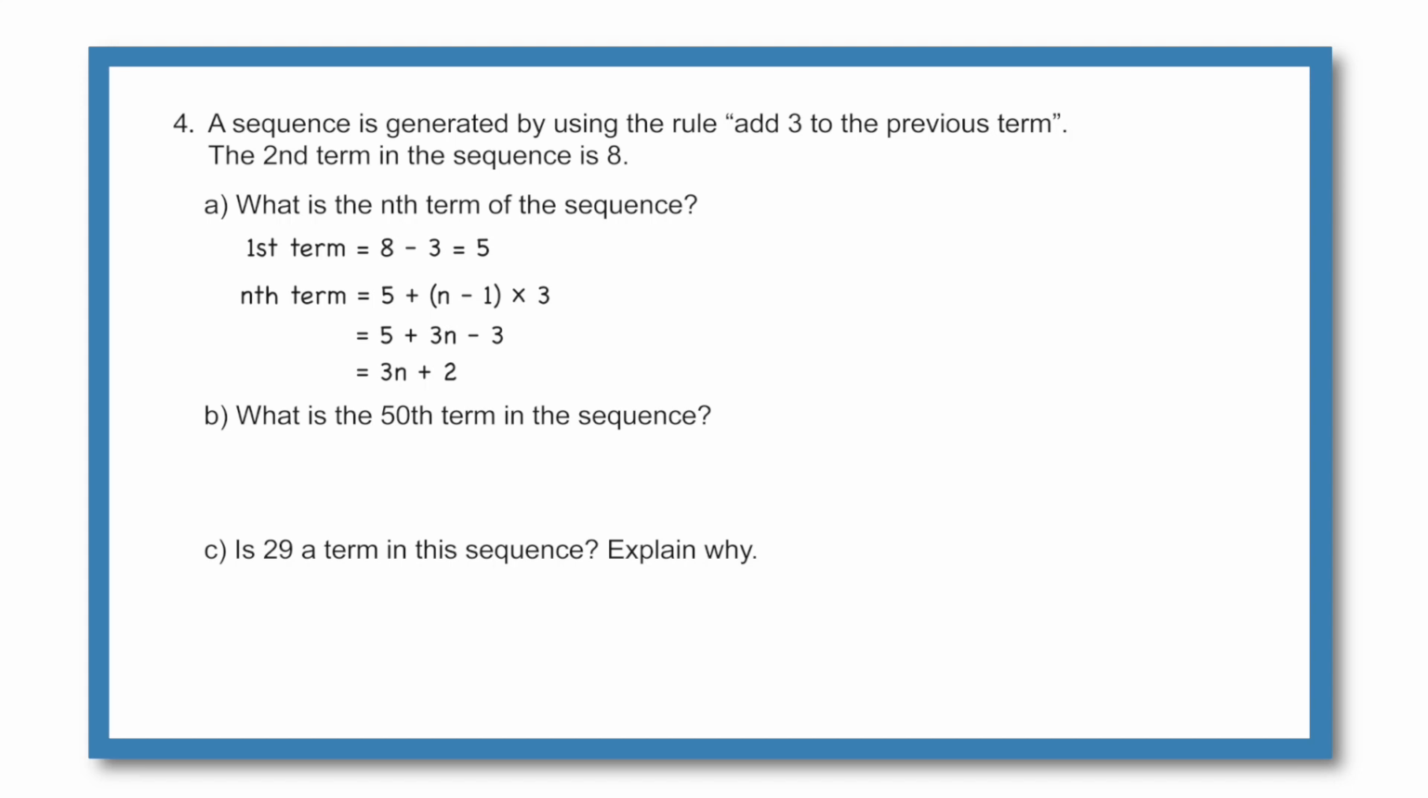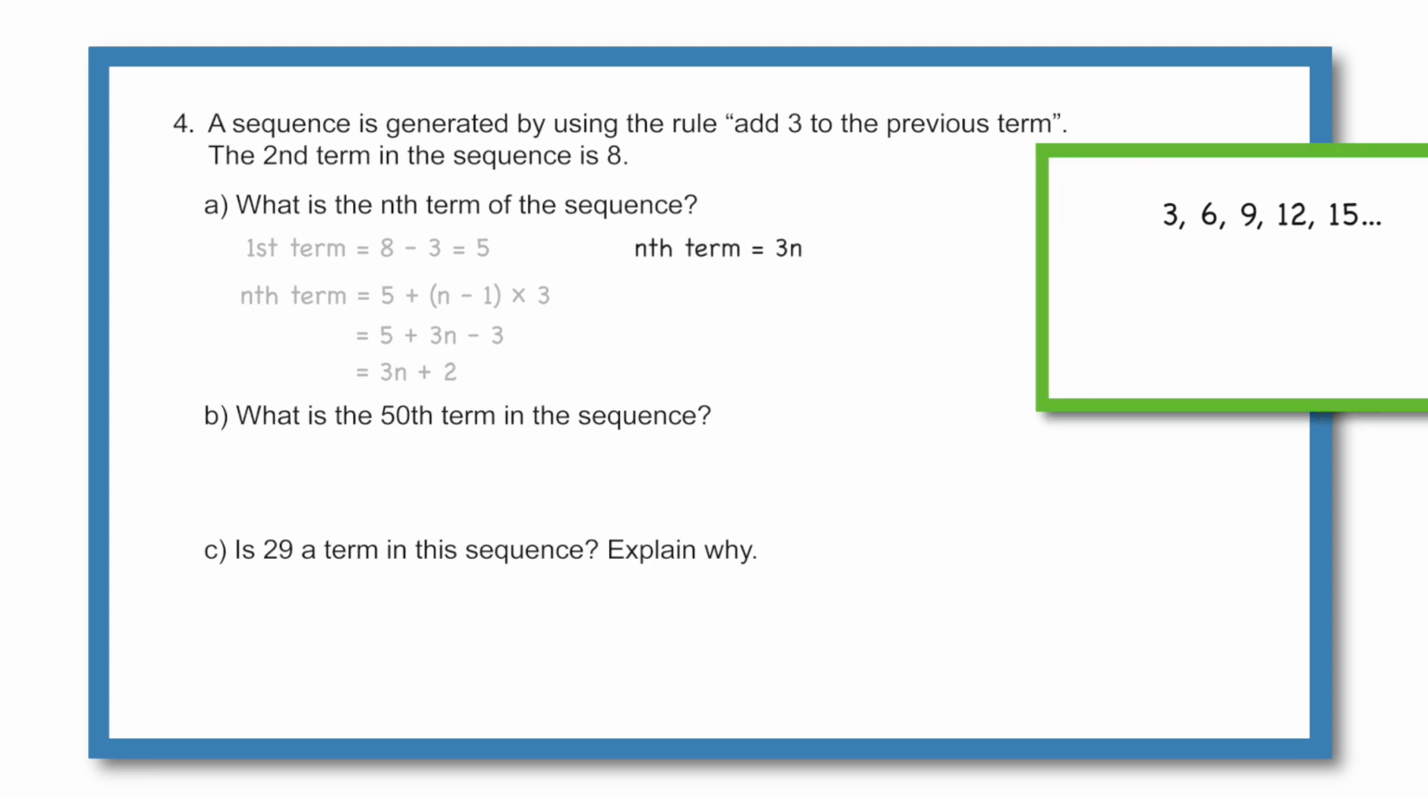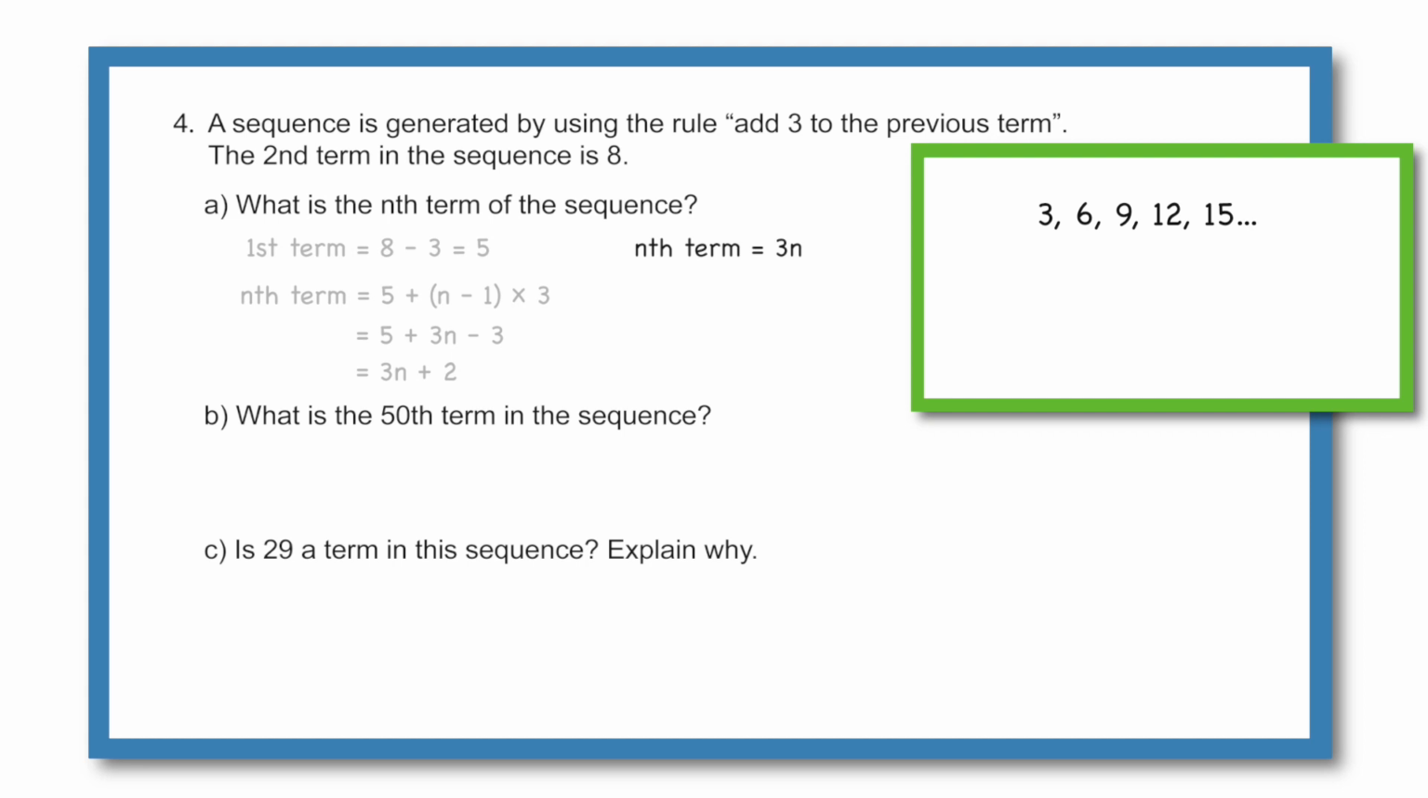Alternatively, and this is what's going on in my head, as I say, I'm thinking of the 3 times table. So I know our nth term is going to have 3n in it. So here's the 3 times table, and here's our sequence. And to get from our 3 times table to the sequence, I'm adding 2 each time. So our nth term is 3n add 2.